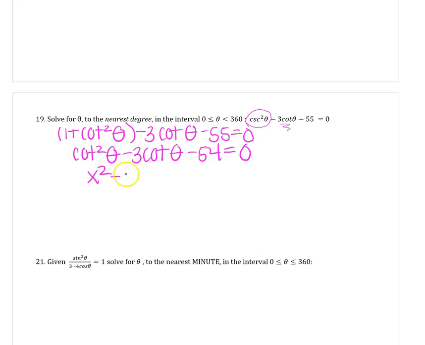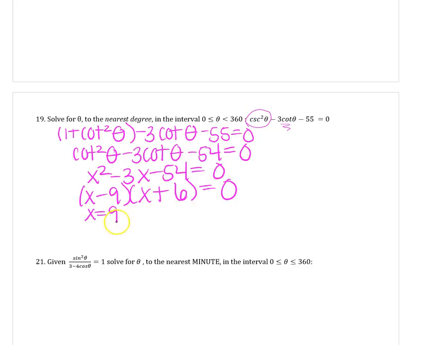And change it to x's. Factors of negative 54 that sum to negative 3 are negative 9 and 6. So x equals 9, x equals negative 6. But it's not really x, it's going to be cotangent. We don't have a cotangent button or know how to work really much with cotangent, so we're going to change it to tangent by taking the reciprocal.